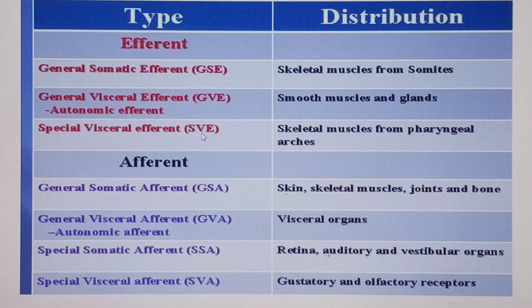So I'm going to take you through them, and of course you know those muscles which will be in the pharyngeal arch. We talk mainly about pharyngeal arch 1, for instance, which will be supplying the muscles of mastication. Then pharyngeal arch 2 broadly will supply muscles of facial expression. So this SVE, for the first pharyngeal arch, is supplying muscles of mastication. Second pharyngeal arch, muscles of facial expression.